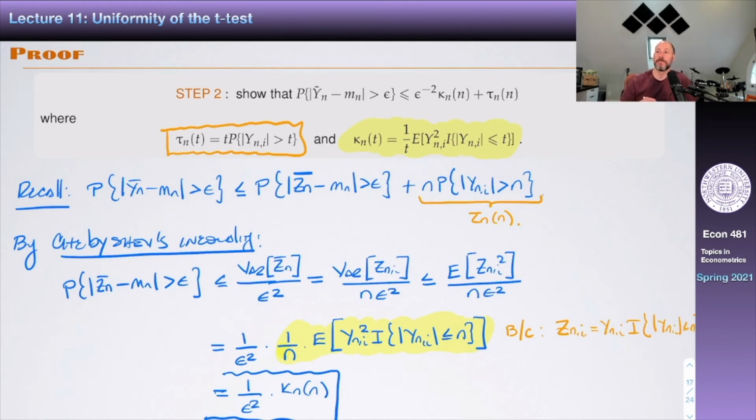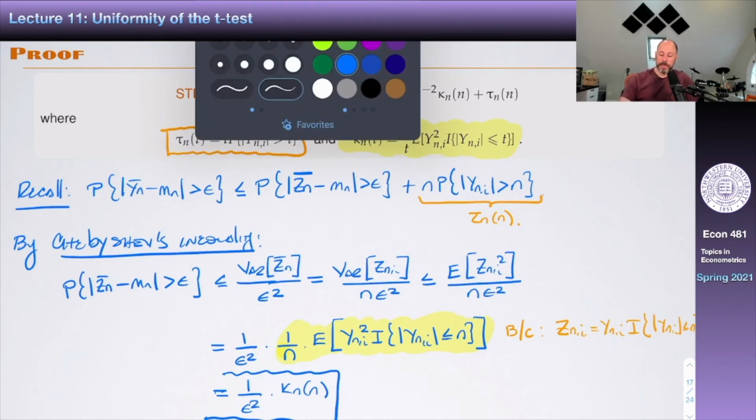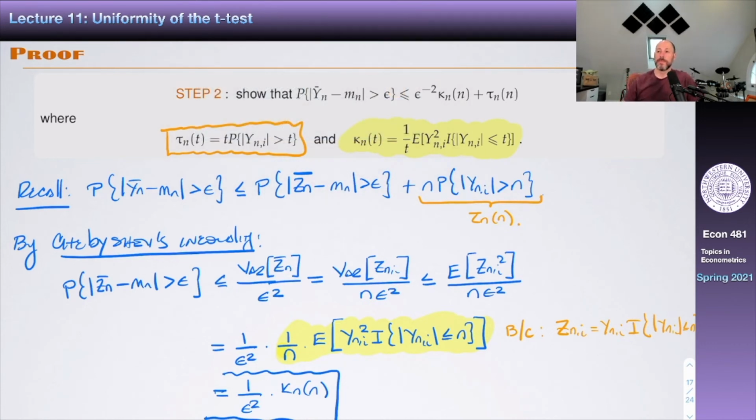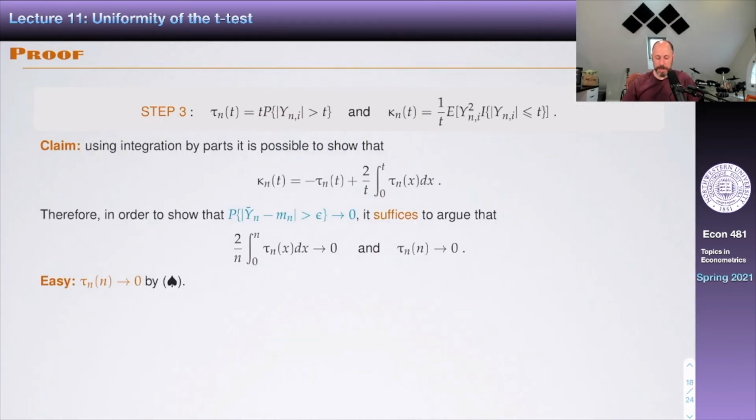Right? We're going little by little. Any questions about step 2? So if you have to guess, after step 2, we have step 3. You got it right. You guys are smart. Step 3, okay?